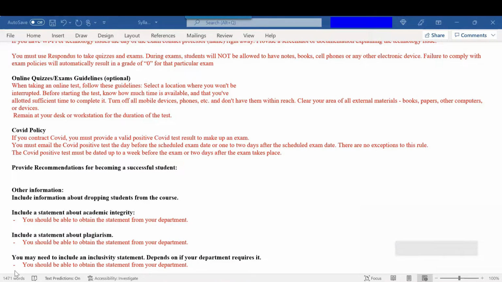I do think a COVID policy is important because it ensures that students have a protocol to follow if they do contract COVID. And I also think it's very important to stick to the policy regardless of anybody's circumstances. So you just want the policy to apply to every student.